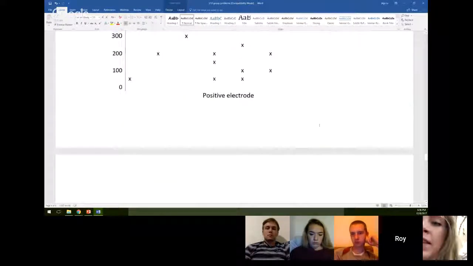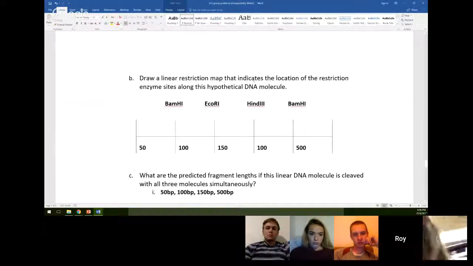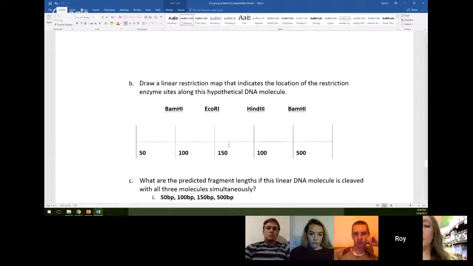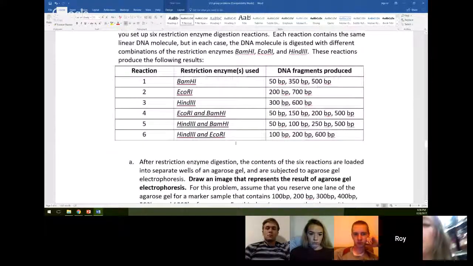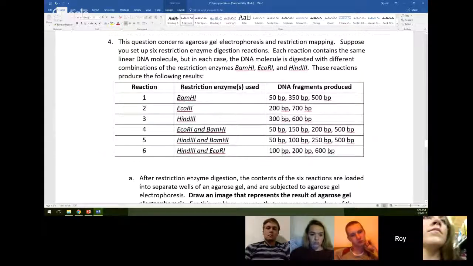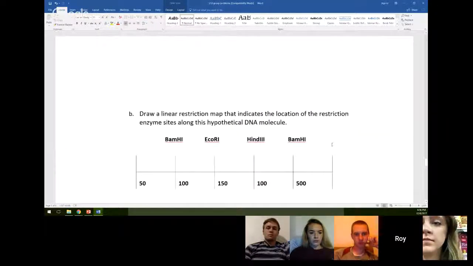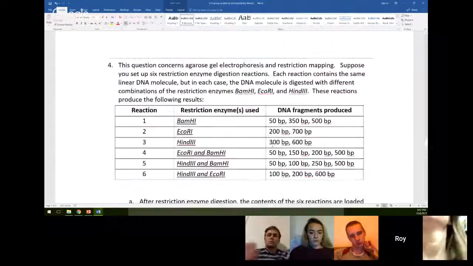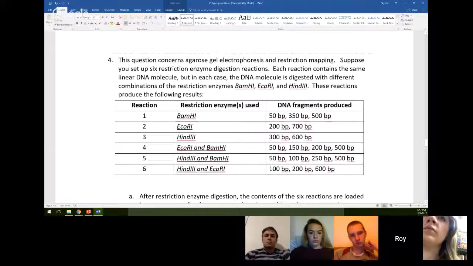So cool. And then part B says draw a linear restriction map that indicates the location of the restriction enzyme sites along the hypothetical DNA molecule. This requires a little bit of trickery. It's kind of a puzzle. What I do is I looked at the BamH1, EcoR1, and HinD3. I looked at the base pairs of each one and saw that it's a 900 base pair length linear DNA, and that because BamH1 had 3 fragments produced, it's going to have two BamH1 sites on our linear DNA. And then from there, I knew that EcoR1 and HinD3 were somewhere in the middle of those two.